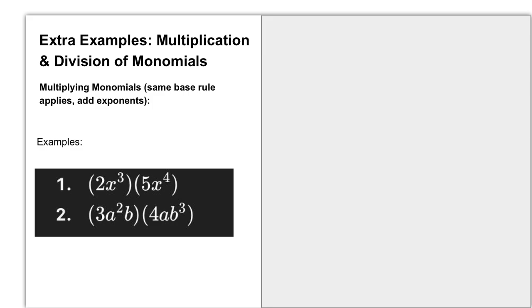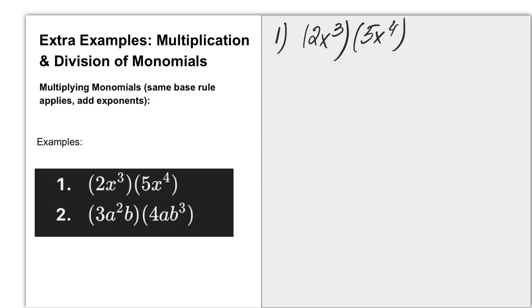Extra examples, multiplication and division of monomials. What does monomial mean? It means mono, one single algebraic term, which is like 2x raised to the third power. All right, so let's go ahead and start our first example. As we can see here, this is a multiplication. Just because there's no multiplication sign in the middle, it doesn't mean it's not, because we do have parentheses. Let's go ahead and find the rule.